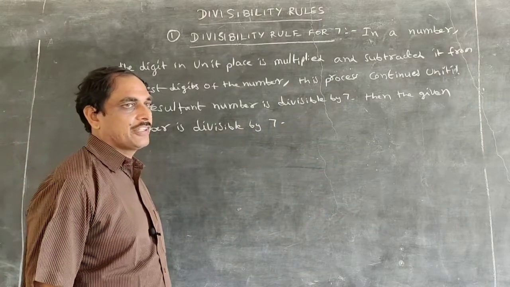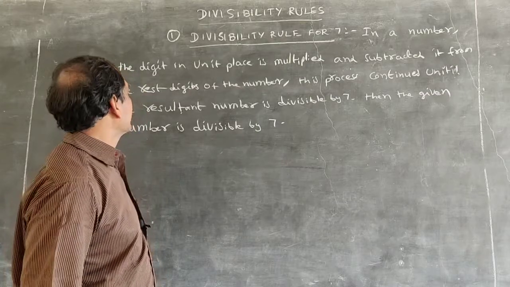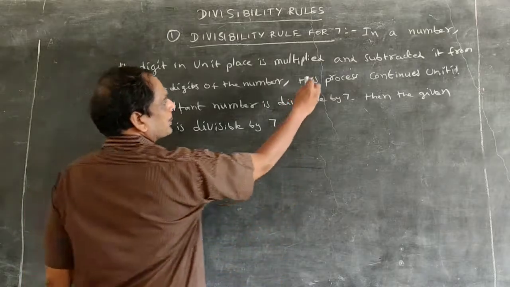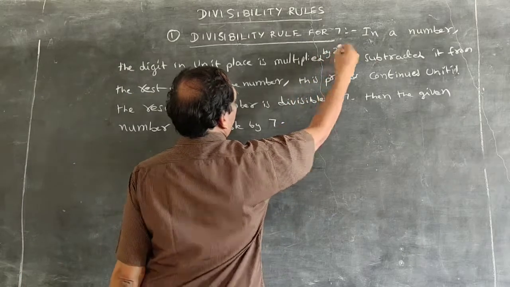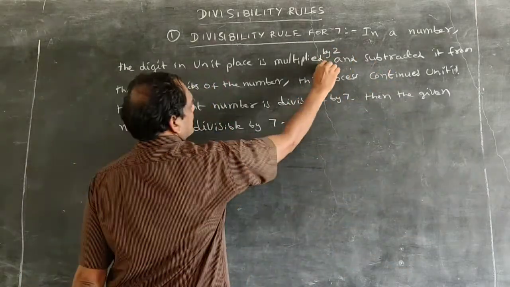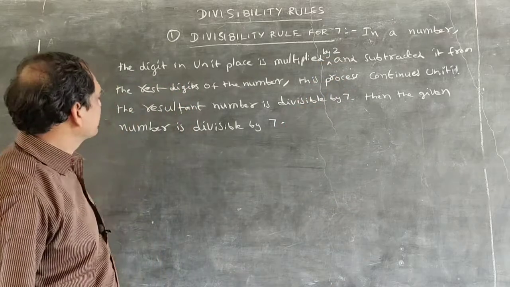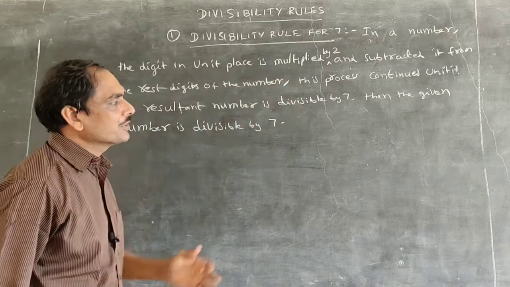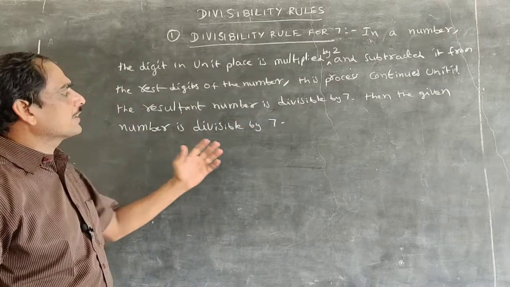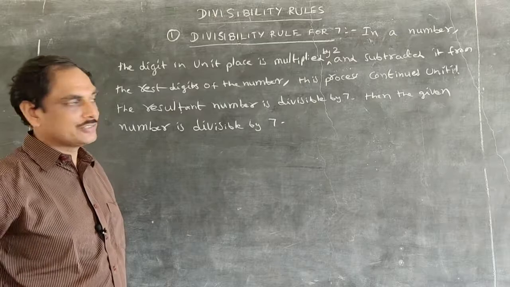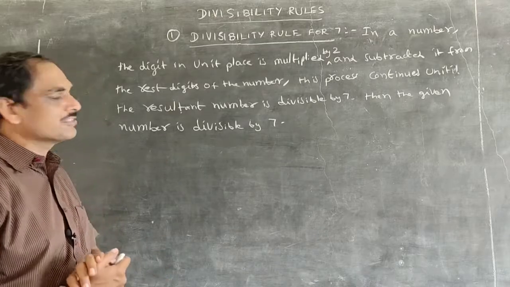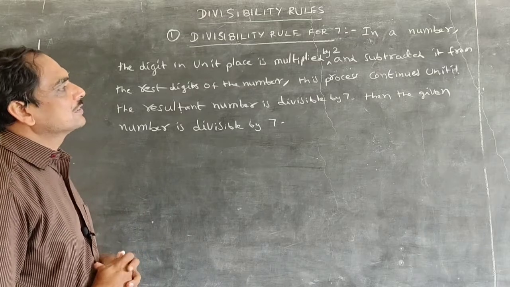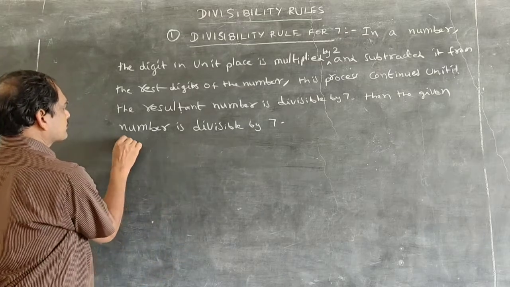In a number, if we take one number, then the digit in unit place is multiplied by 2 and subtracted from the rest digits of the number. This process continues until the resultant number is divisible by 7. Then only we say that the number is divisible by 7. So this is the basic rule. Now we take the first example.